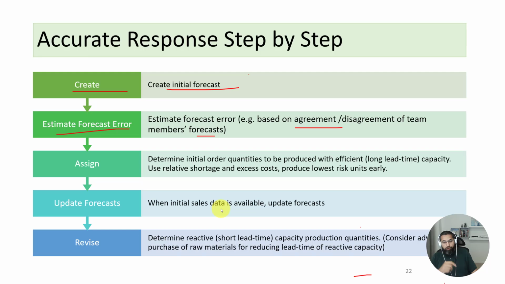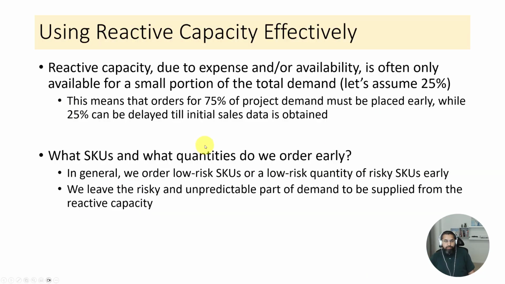As shown before, the forecast becomes a lot more accurate once you've observed 10, 15, 20% of the season has passed. So maybe a few weeks have passed or a month has passed. Now your forecasts are a lot more accurate. Now you revise the forecast based on the new accurate forecast, like it replaces your old forecast. And now based on this forecast, you determine the reactive capacity production quantities. Okay, and that's your second order you place after the season has started, and that's how you do accurate response. Okay.